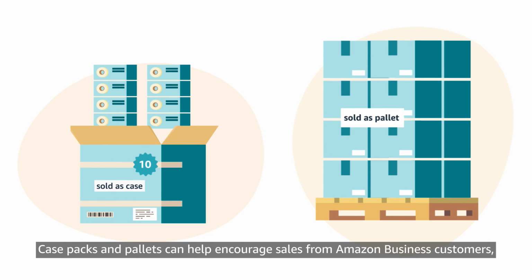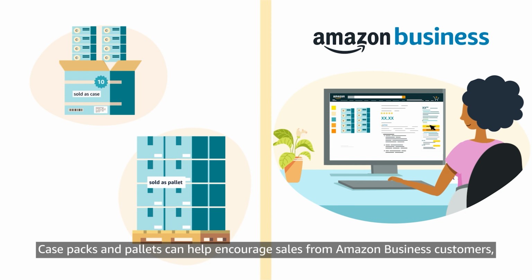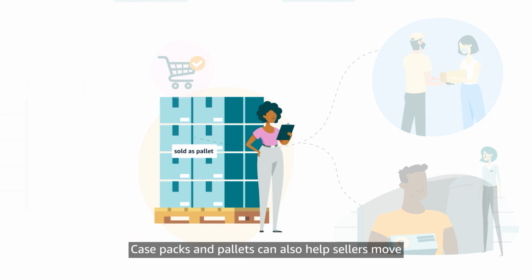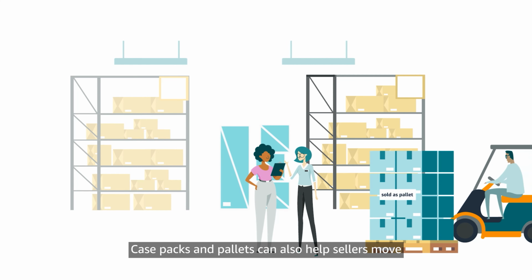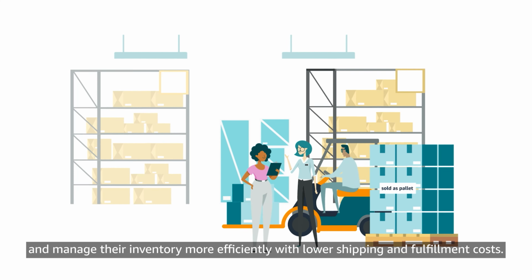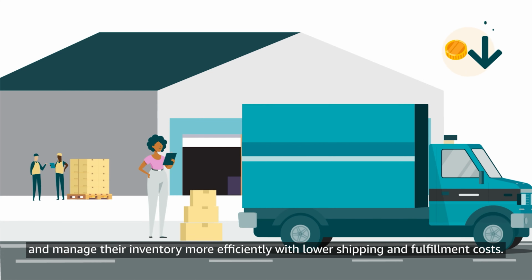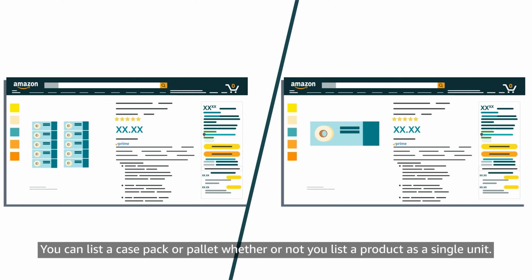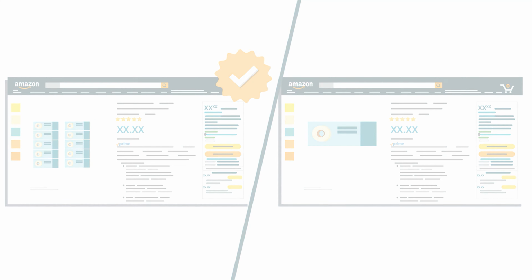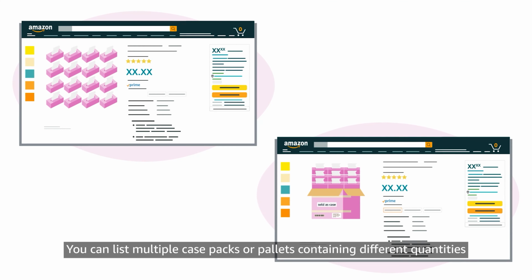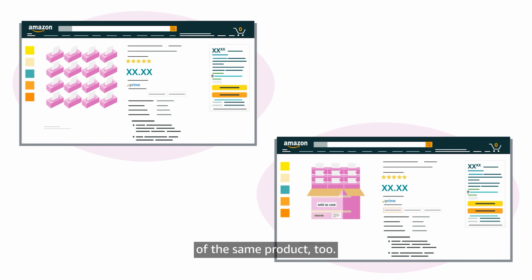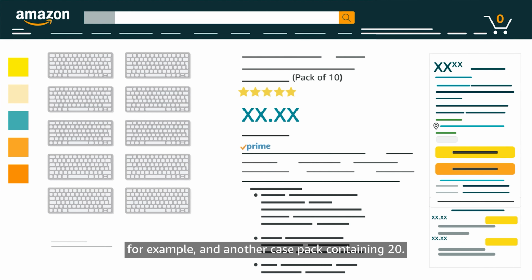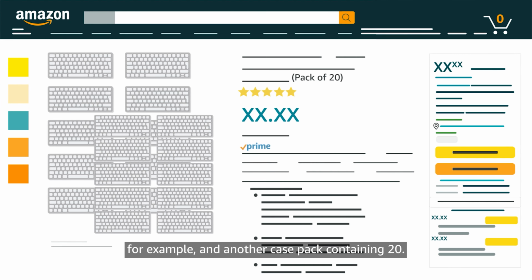Case packs and pallets can help encourage sales from Amazon business customers who often want to streamline bulk purchasing and distribution. Case packs and pallets can also help sellers move and manage their inventory more efficiently with lower shipping and fulfillment costs. You can list a case pack or pallet whether or not you list a product as a single unit. You can list multiple case packs or pallets containing different quantities of the same product too. You could list a case pack containing 10 keyboards, for example, and another case pack containing 20.